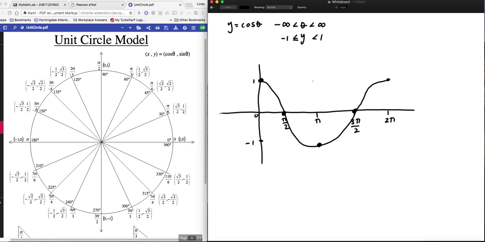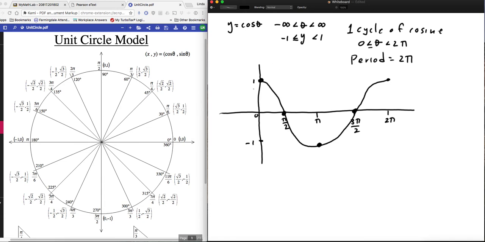Now again, this is going to repeat over and over and over again. So one cycle of the cosine curve is where theta is again between 0 and 2 pi, and the period, the length of one cycle, is 2 pi.